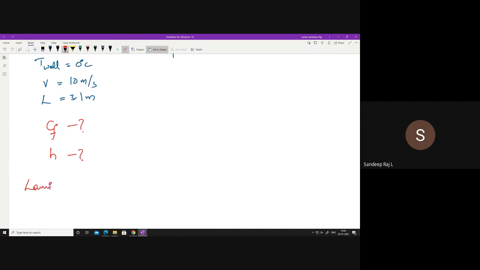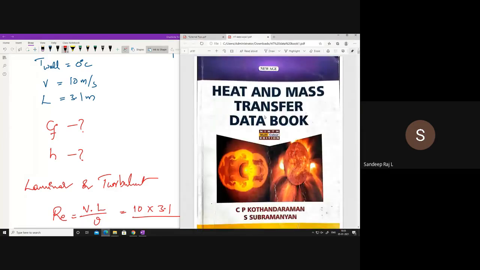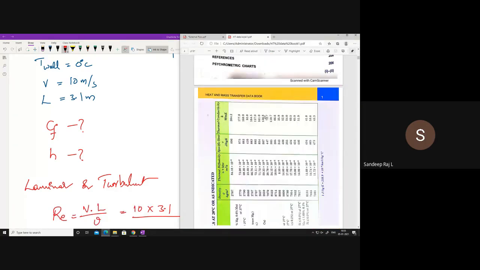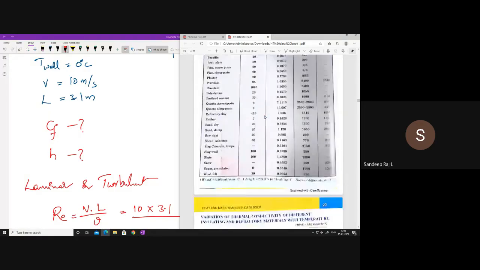To find out whether it is laminar or turbulent, what do I have to do? We have to do the Reynolds number calculation. Obviously, it will be turbulent because he is saying considering laminar in the question. V into L by nu we have to do. V is given as 10 meters per second in the question. L is given as 3.1. Nu is unknown to you. You have to get it from the data book. Go to your data book. Move to the page number of air. It is page number 42. Move to page number 42.